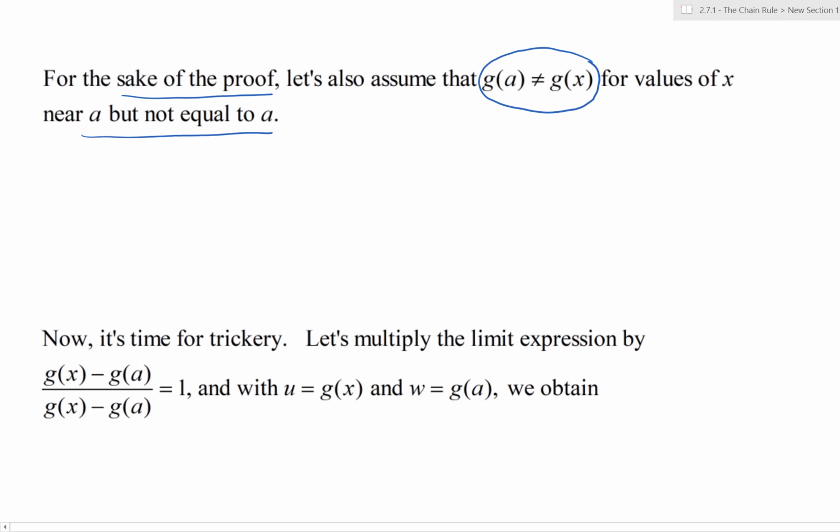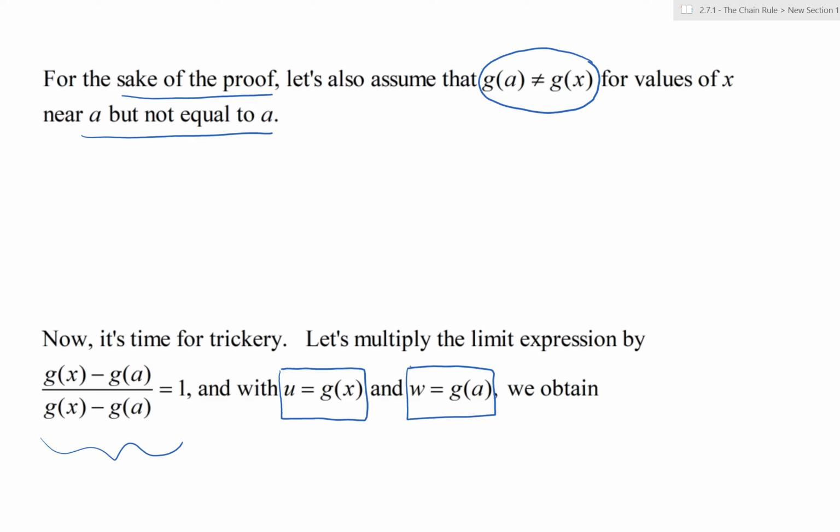So then what are we going to do? We're going to pull a trick, if you will, and multiply our derivative by definition by 1, but of the form g of x minus g of a divided by g of x minus g of a, where we're going to keep in mind that we're going to do some change of variables at some point, where we can let u be g of x and w be g of a. We actually assumed w is g of a at the beginning, but now we're going to let u be equal to g of x.